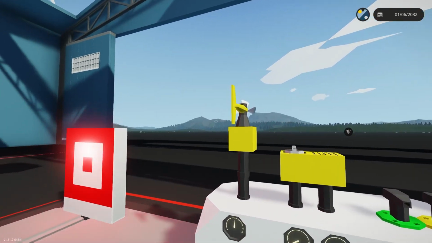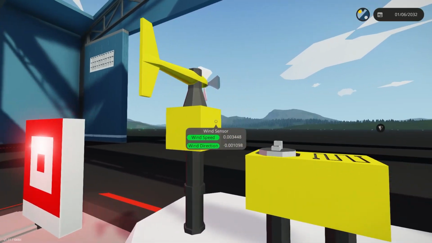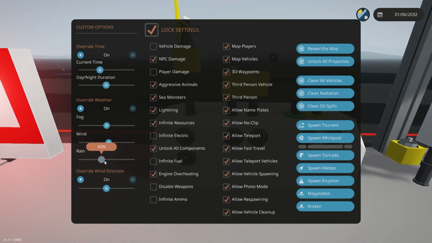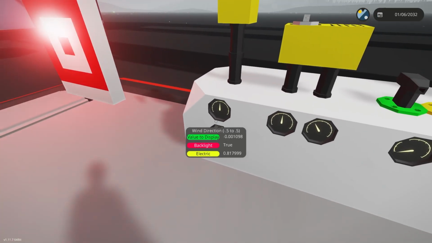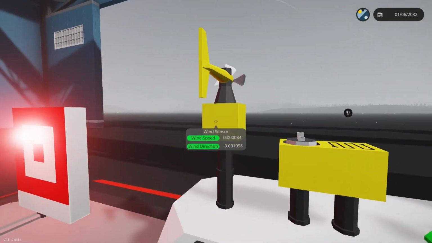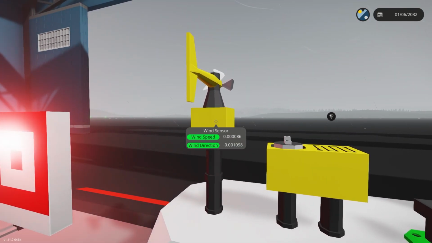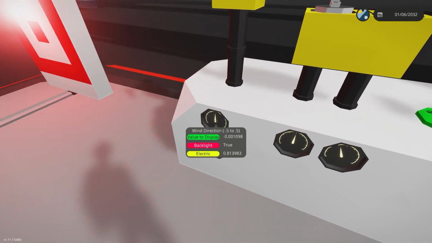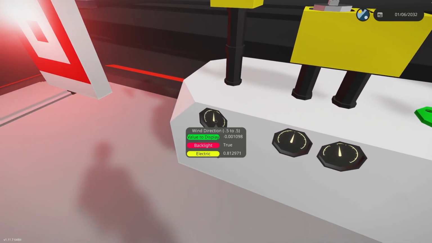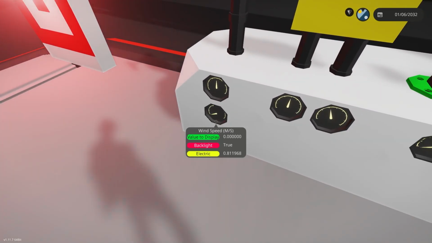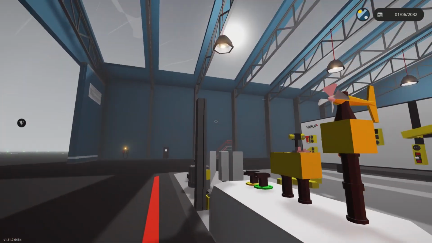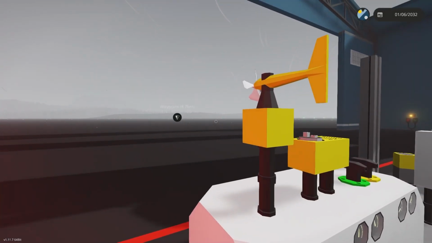Over here, we're going to talk about a lot of the weather stuff. So let me turn on some weather. All right, so this is a wind sensor. It's going to tell you the wind direction and the wind speed. The wind direction will be given to you in an output of negative 0.5 to 0.5, and then the wind speed is going to be given to you in meters per second. We're not seeing any wind speed right now just because we're in a hangar.